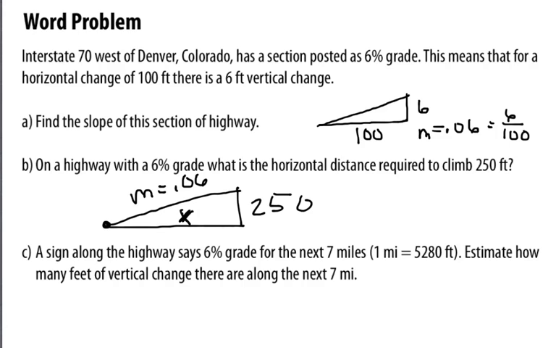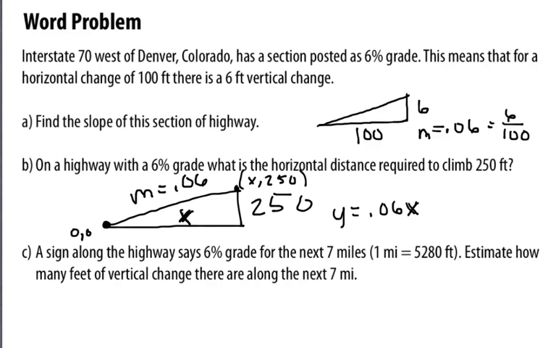Think about this as your origin. This is 0, 0. Think about this one as x, comma, 250. So let me just kind of write out the equation. It's going to be y equals what? 0.06 x. What's my y-intercept? 0. What's the slope of my line? 0.06.